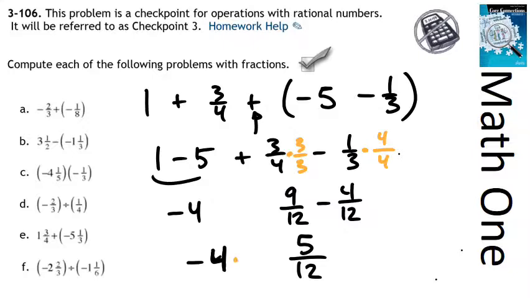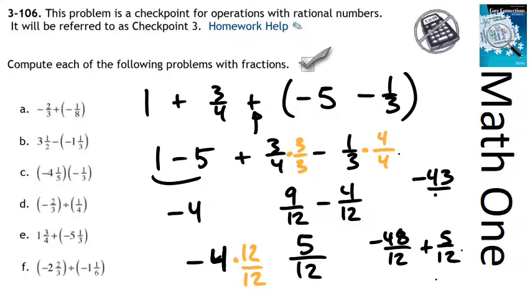So I could multiply this by 12 over 12, and that would give me, let's see, 4 times 12 is 24, 48. So this is negative 48 twelfths plus 5 twelfths. And if I combine negative 48 with 5, it gives me exactly negative 43 twelfths. And I have to say that was a tough problem, and I'm very happy with that answer. So we're just going to leave it there. If you want, you can convert it into a mixed number, but I'm very happy with that improper fraction.